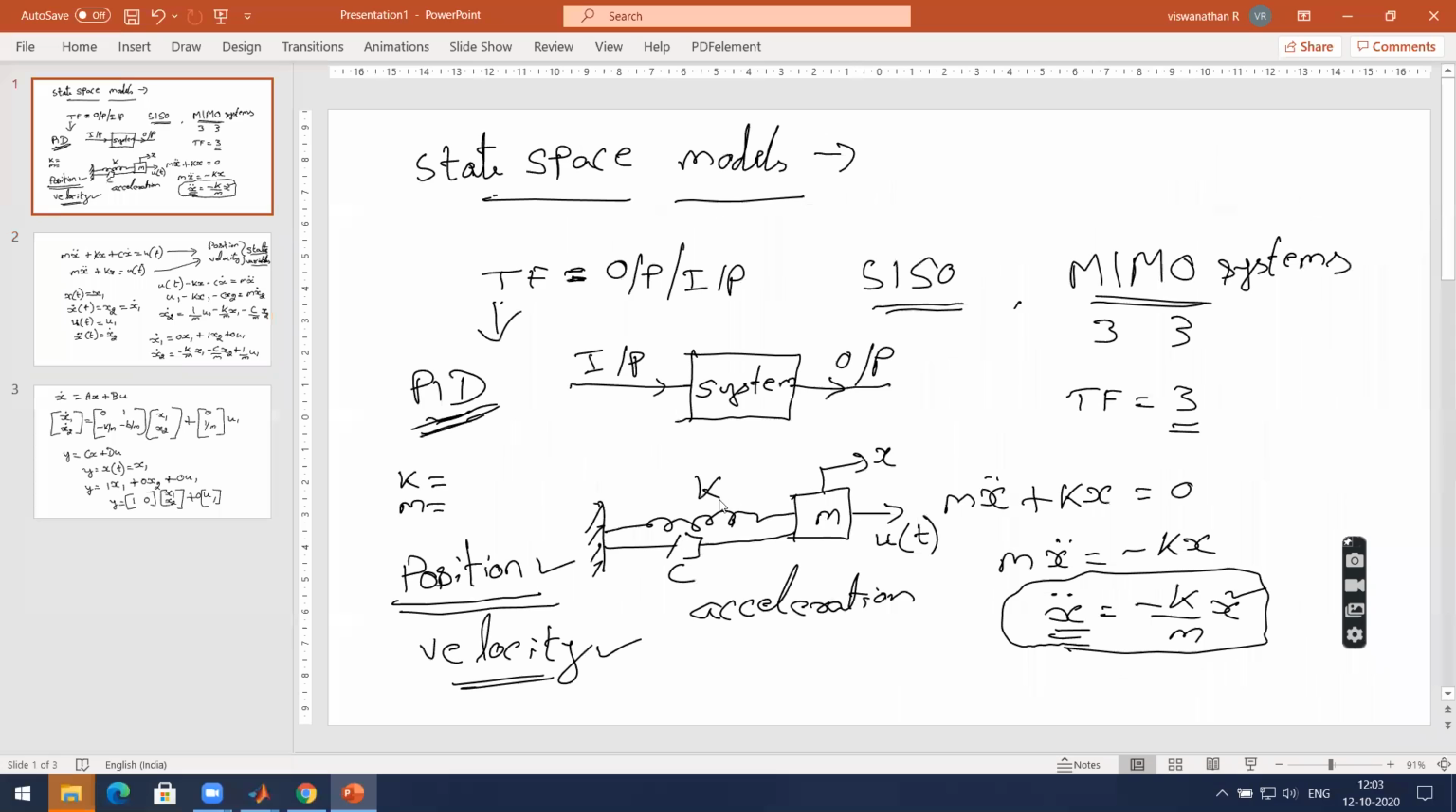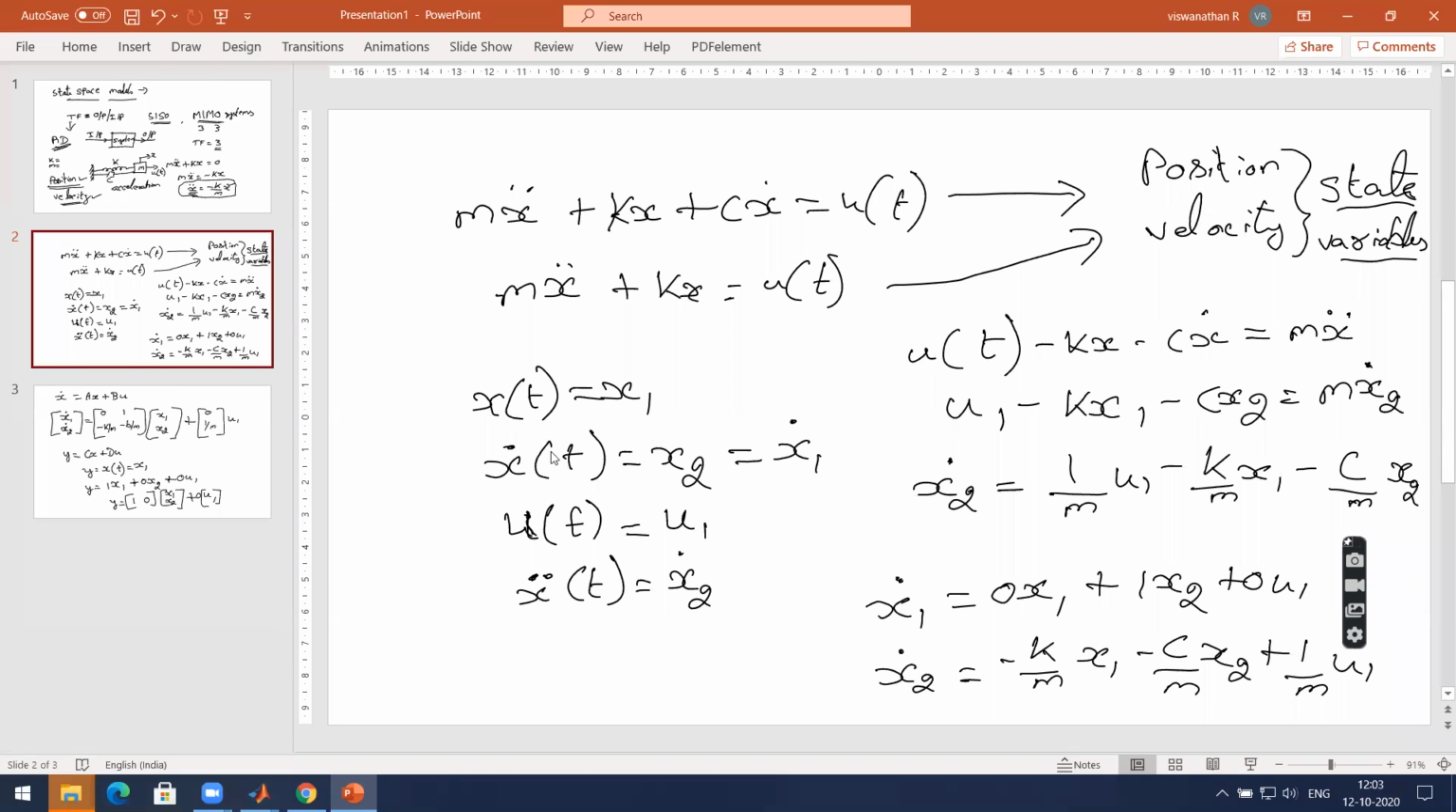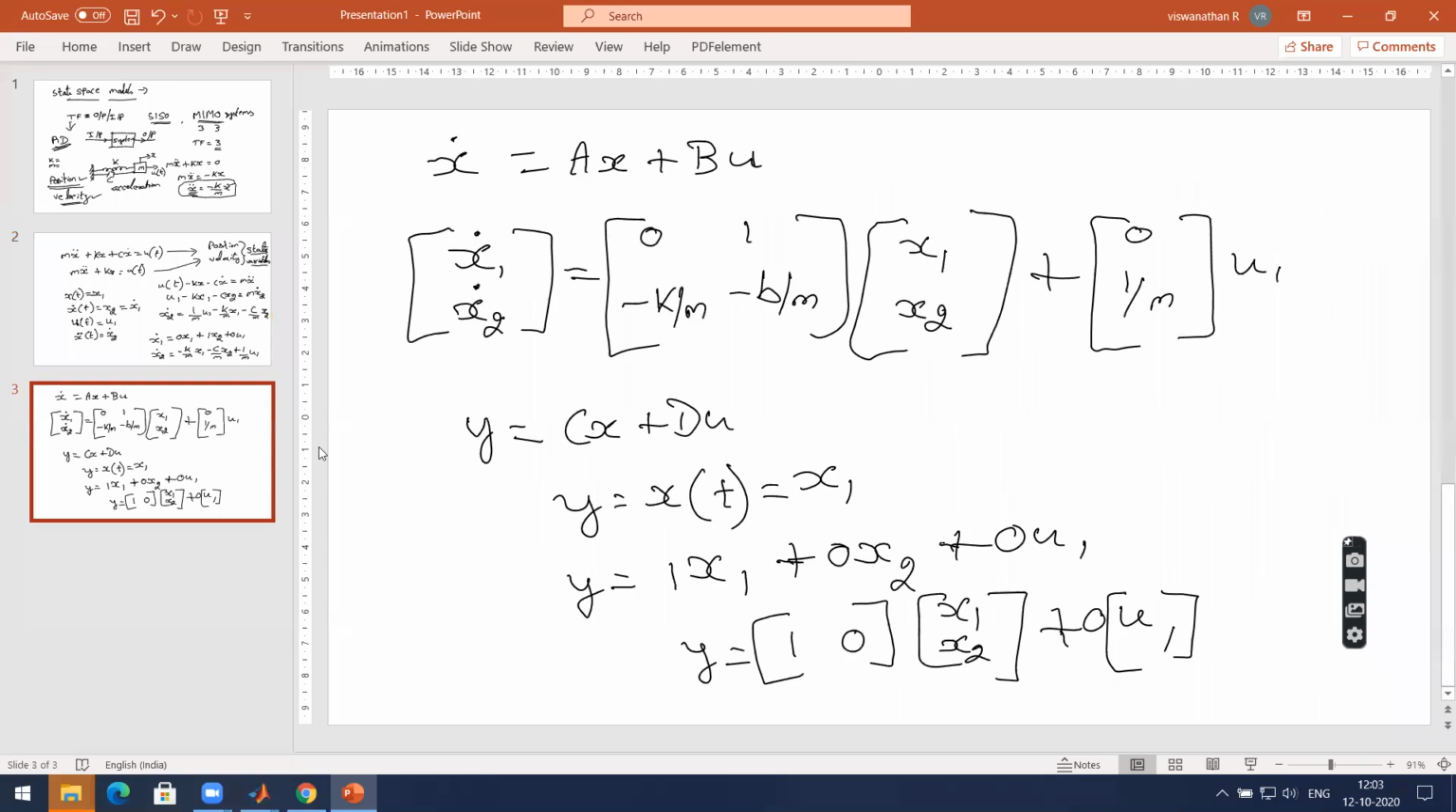So this is what we have considered, and we wrote the equations for that. What we did was we need to have only one dot instead of two dots here. That is, from a second order system, you make two first order equations. And this is y is equal to x of t is equal to x1. This is the second equation, and the first equation was this one. This is the first equation, this is the second equation, and this is what you get.